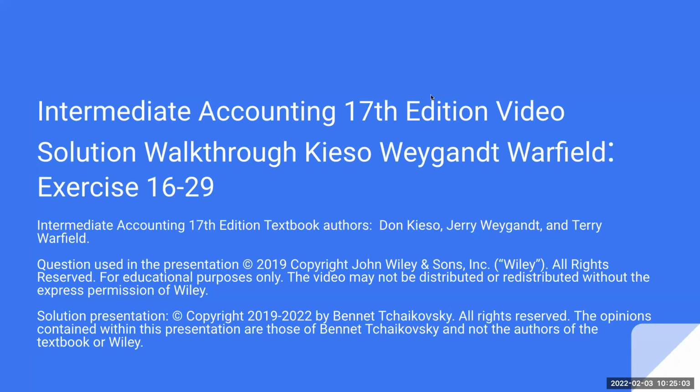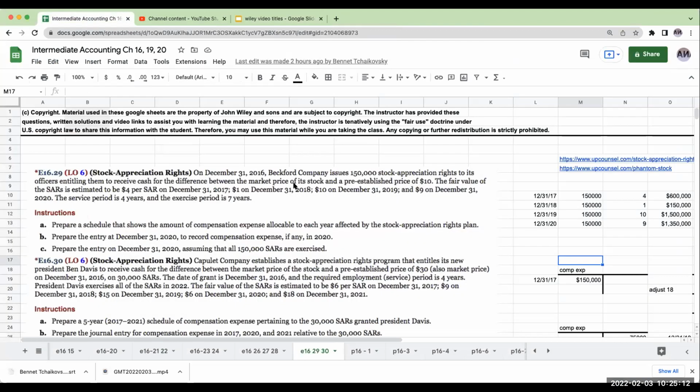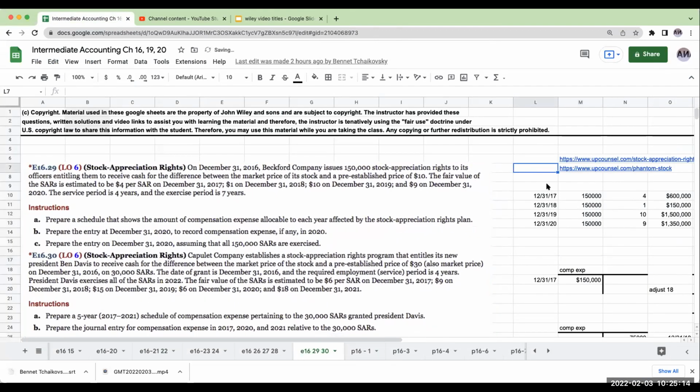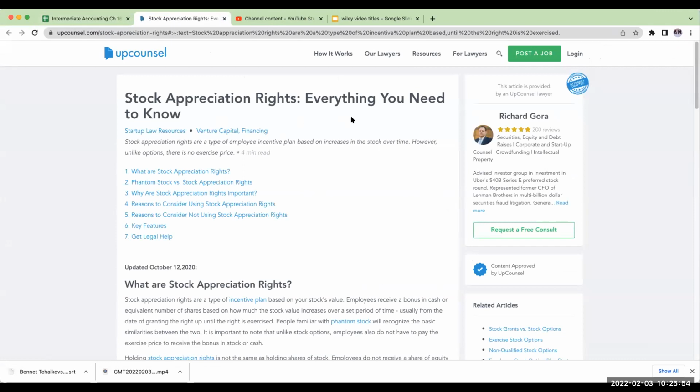For this particular question, I'm going to be sharing with you some brief internet research that I did on stock appreciation rights. So the first thing, when we're looking at stock appreciation rights, what are those? It's essentially giving an employee the stock appreciation without actually giving them the shares. And if I look over here, this is from UpCounsel, stock appreciation rights, everything you need to know.